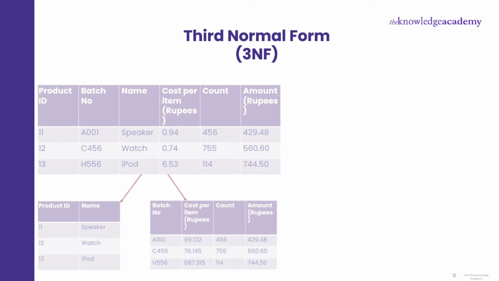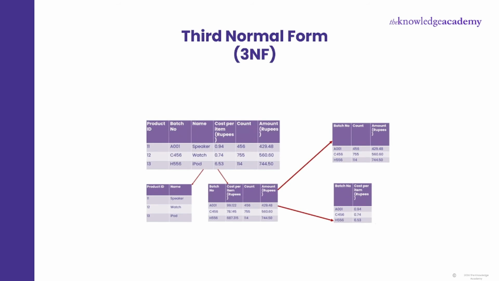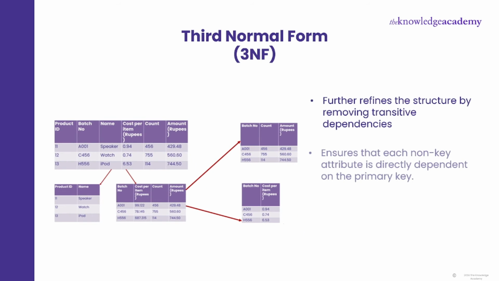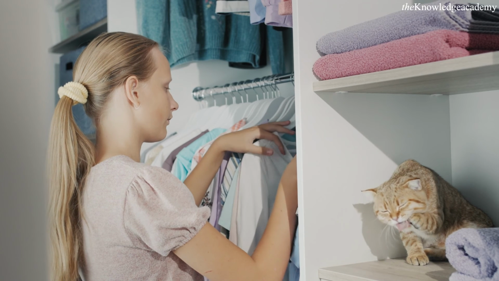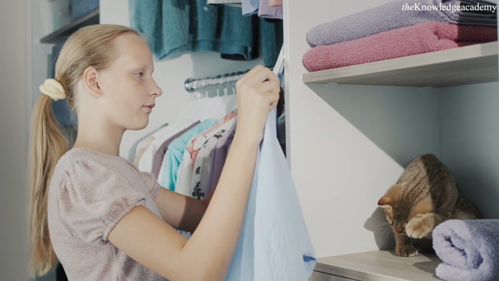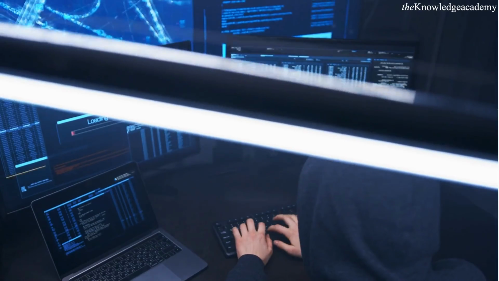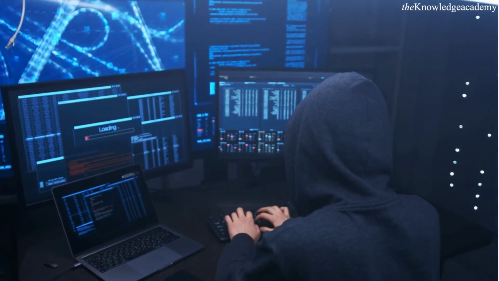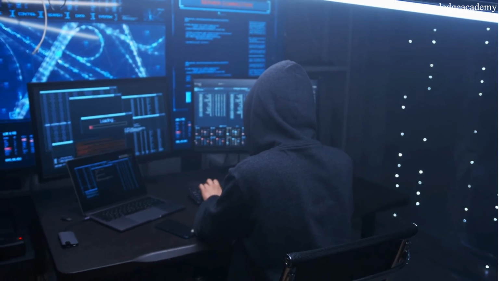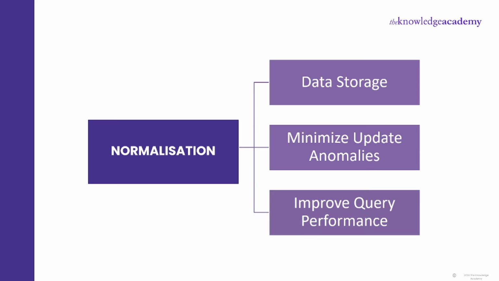In 3NF further refines the structure by removing transitive dependencies. It ensures that each non-key attribute is directly dependent on the primary key, reducing data redundancy and improving data integrity. By organizing your wardrobe in this normalized manner, you can easily locate clothing items, avoid clutter, and maintain an efficient storage space. Similarly, in a relational database, normalization helps maintain data integrity, reduce redundancy, and facilitate efficient querying and maintenance. With these normalization techniques, we can streamline data storage, minimize update anomalies, and improve query performance in our RDBMS.